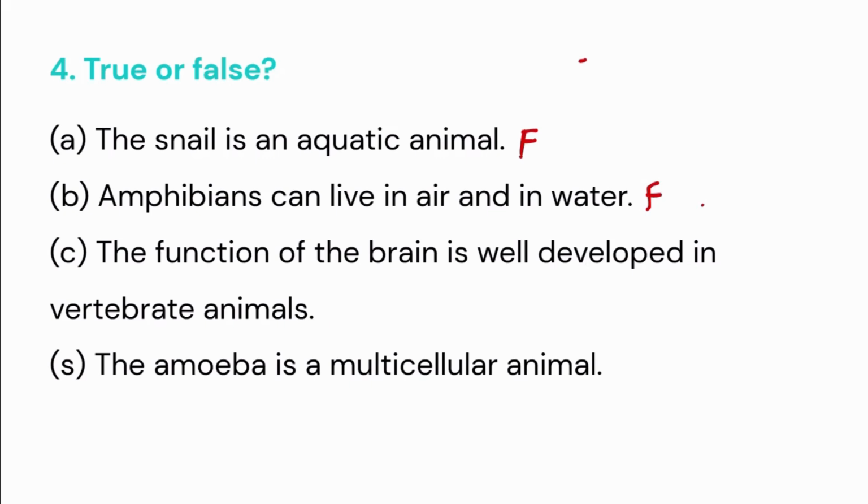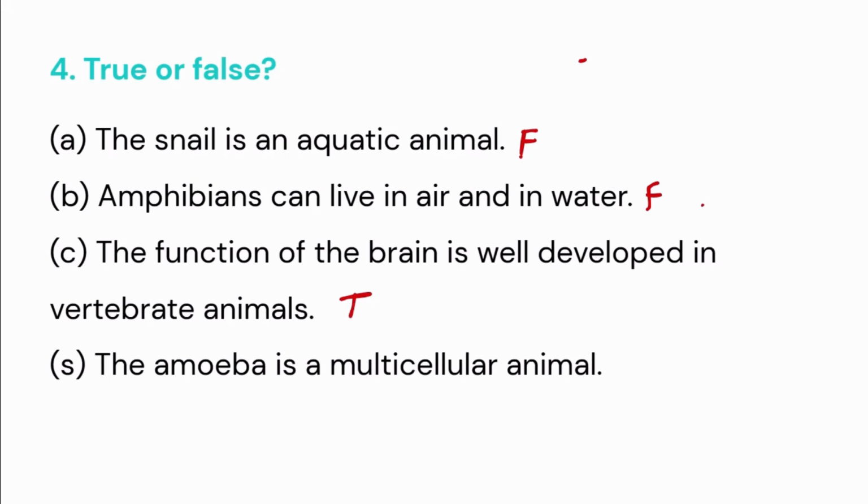The function of the brain is well developed in vertebrate animals. It is said to be true because the brain in vertebrate animals like man or other animals like a cat or dog is well developed. That's why this sentence can be said to be true.